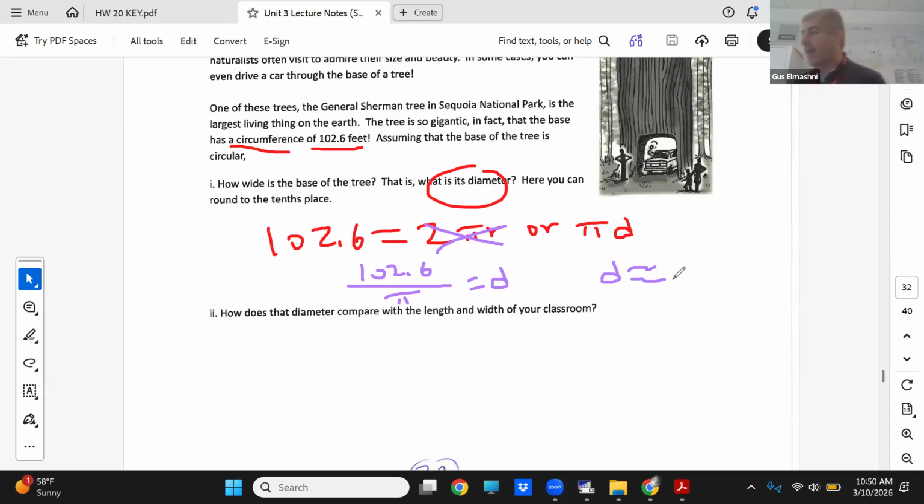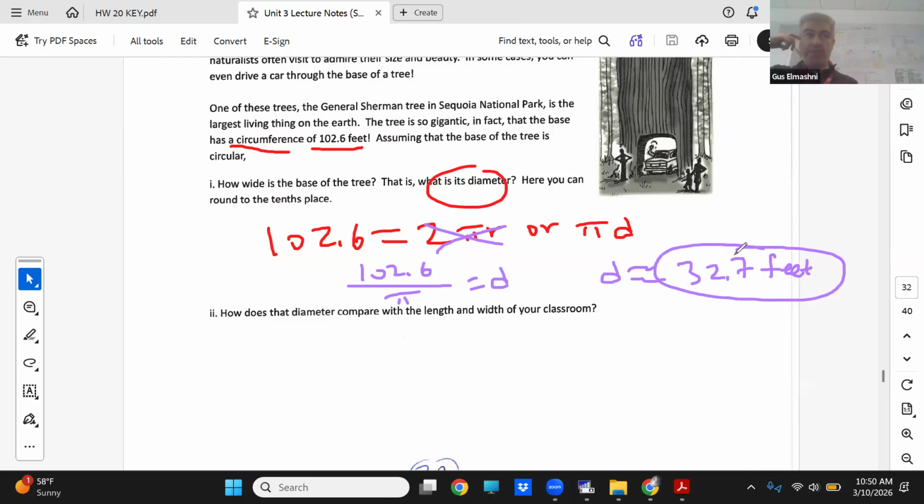Now, in this case, we have to use a calculator. I can't do that in my head. Do you want to take a guess as to what that potentially could be? 33 roughly. Yeah, 34 actually. Sounds all right. So 102.6 divided by pi is 32.66, we'll say. Oh, tenths place, so we'll do 32.7. 32.7 feet.